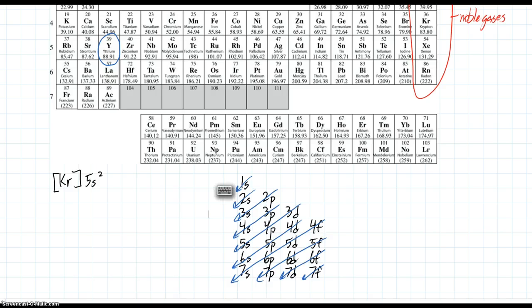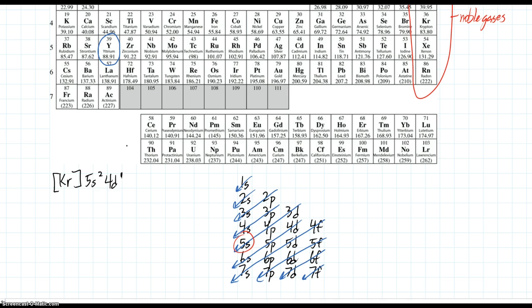Looking at the diagonal rule, we see that after we fill the 5s sublevel, we need to go to the beginning of the next arrow, which is at 4d, and so that next electron will fill one of the 4d orbitals. And so the shorthand notation for yttrium is krypton 5s2 4d1.